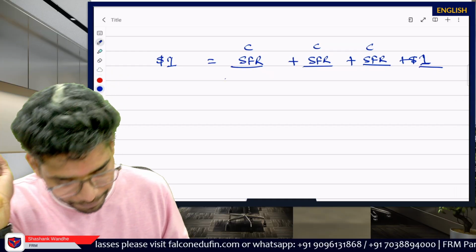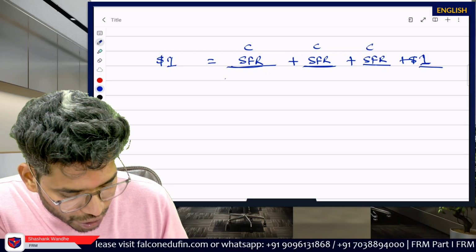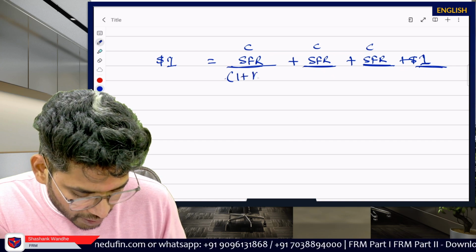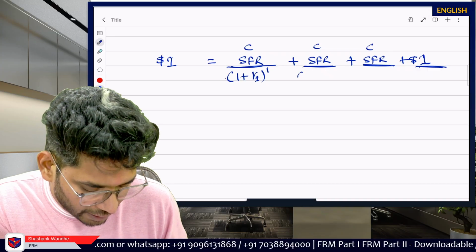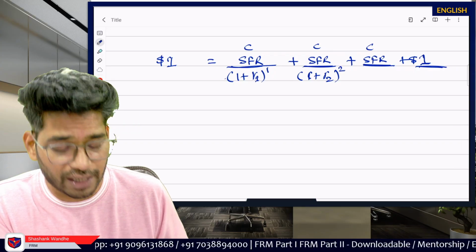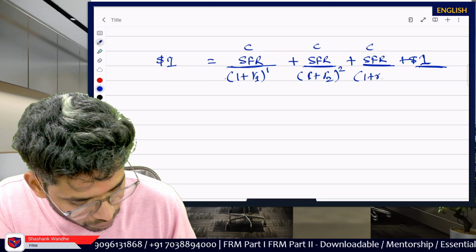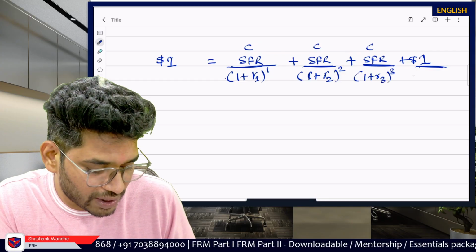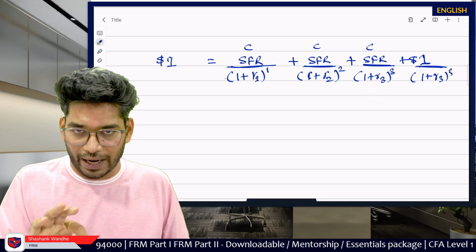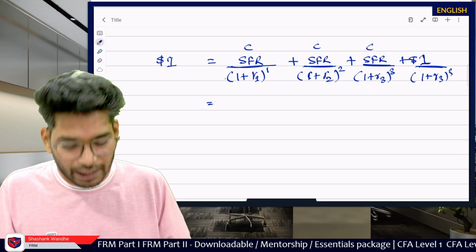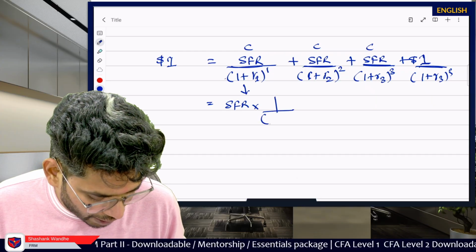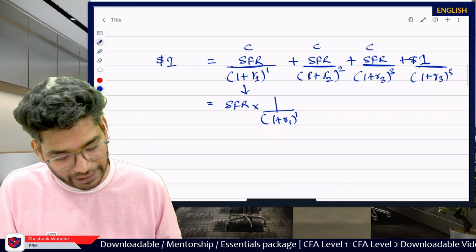This is the assumption. So to do the calculation, obviously we will use the discounting. 1 plus first year's rate to the power 1, 1 plus second year's rate to the power 2, because it's discounting for the 2 years, 1 plus 3 years rate and 3 years discounting, and for the last also it is 3 years rate and 3 years discounting. Fine. Now I can write this particular term as SFR into 1 divided by 1 plus R1 to the power 1.